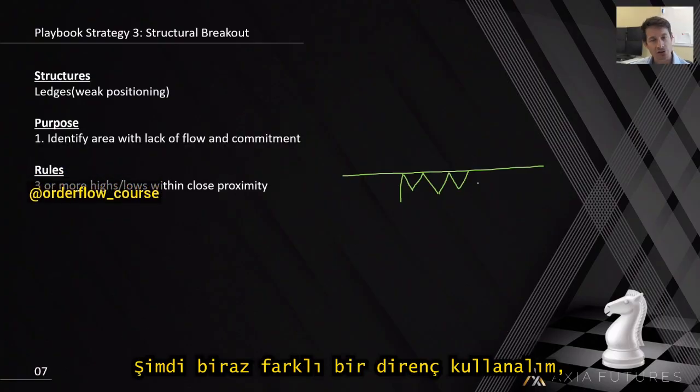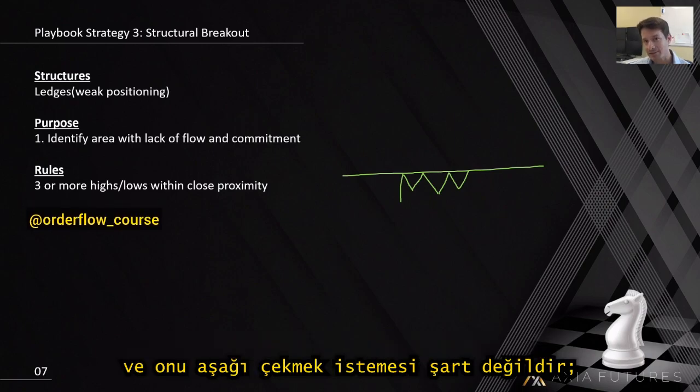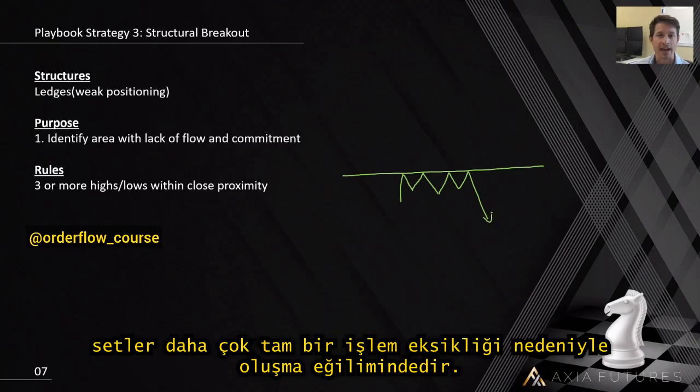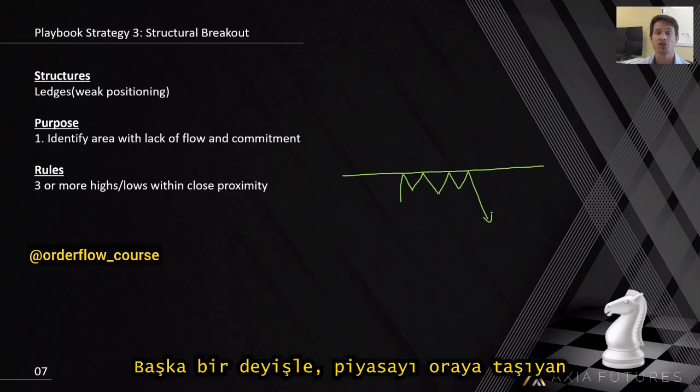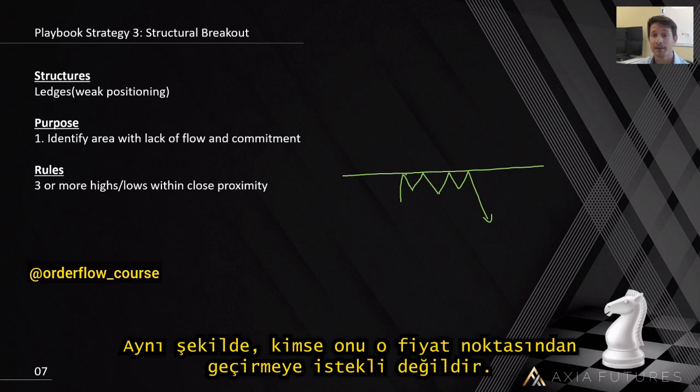Now, ledges are slightly different to resistance in the sense that ledges are not necessarily sellers that want to engage in the market and take it back down. No. Ledges tend to be formed by just a complete lack of trade, really. In other words, there are no real big time frame participants trading. The market gets up there, and there's equally no one willing to take it through that price point.